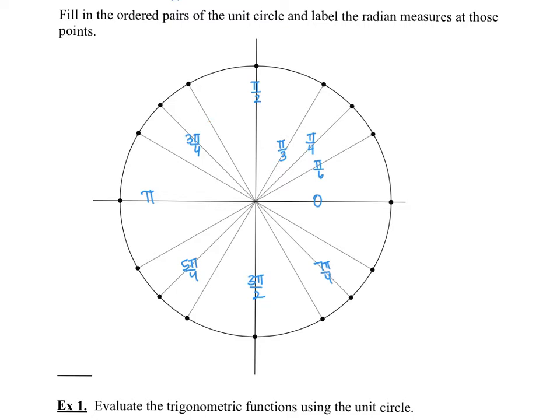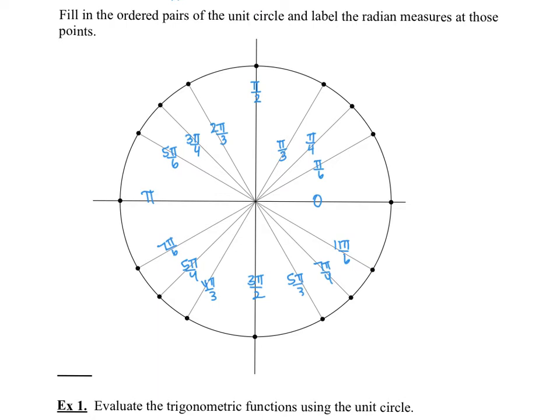This is 4 pi over 6, which simplifies to 2 pi over 3. This is 5 pi over 6. 6 pi over 6 simplifies to pi. 7 pi over 6. 8 pi over 6 simplifies to 4 pi over 3. 9 pi over 6 simplifies to 3 pi over 2. 10 pi over 6 is going to go to 5 pi over 3. This is 11 pi over 6.